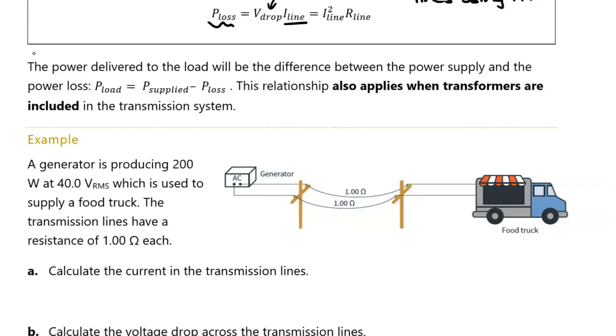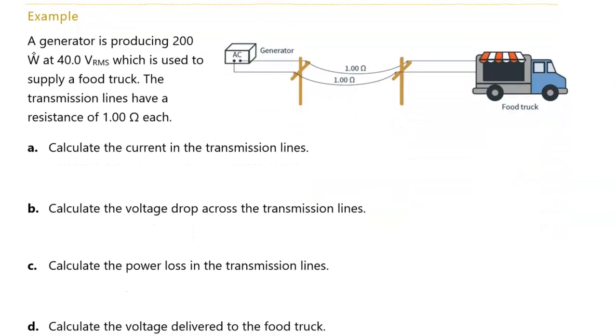Now, this relationship also applies when transformers are included, but you're going to see that the power losses are going to be smaller. And we'll talk about why soon, but let's look at a really bad example of a transmission system, one that doesn't have transformers, and I promise we'll talk about why transformers are going to make it better soon. So we have a generator.